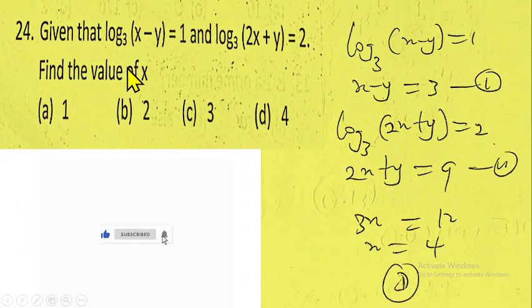Question number 24 is from logarithm. You are given that log of s minus y base 3 is equal to 1, and the log of 2s plus y base 3 equals 2. You have to find the value of s. So how do we do this? Literally this one means: how often can we raise 3 with this one to give us s minus y? So that means you will have s minus y equals 3 raised to the power 1, which is 3.